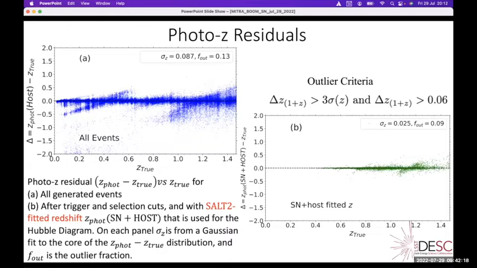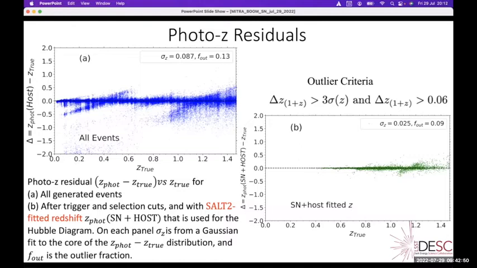And this slide shows you an example of the photometric redshift quality. We see a couple of plots. On the left, as it's written, it is for all generated events, photo Z residuals. And on the right, we see it after the trigger and the selection cut stages, with the y-axis being replaced with the SALT2 fitted redshift. And this is used for the science case, basically meaning the Hubble diagram.